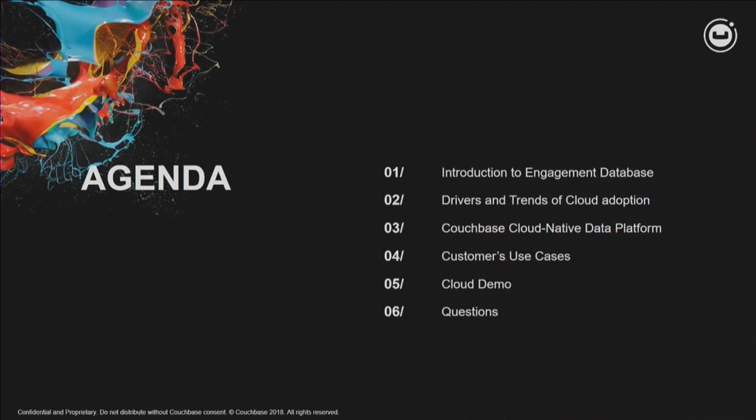Here is the quick agenda. I will first set the stage by going through a quick description of what an engagement database is and why it's important. And then I will mention some of the drivers and trends in cloud adoption. Then I will describe some of the cloud native features in Couchbase. And then I will hand it over to Austin, who will go through the use cases and 3 demos, covering 3 public cloud vendors. And then we will take questions at the end of our presentation.